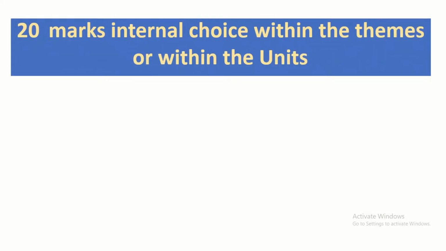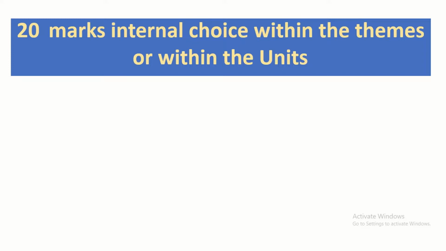So there are internal choice questions appearing in the exam. So what are those internal choices? The internal choice may be within the themes. They give 2 questions. Out of 2 questions we have to write any one. The 2 questions asked are related to only one unit, or it may be related to only one theme. If the theme includes 3 or 4 chapters, the internal choice questions may be from different units also.